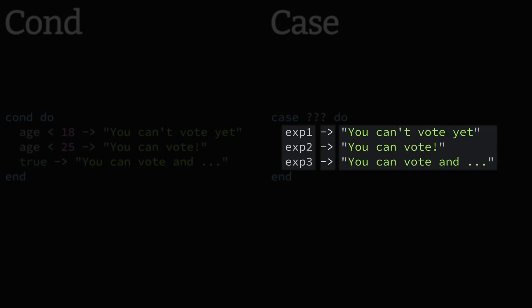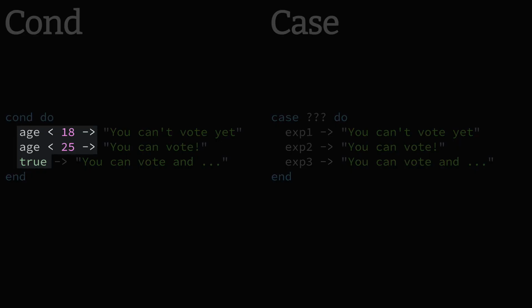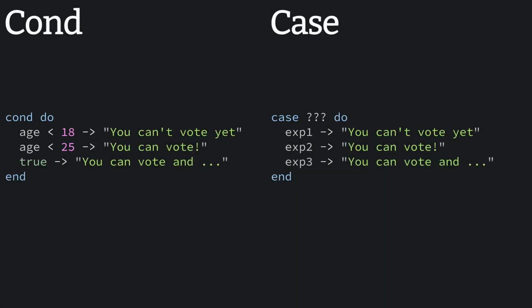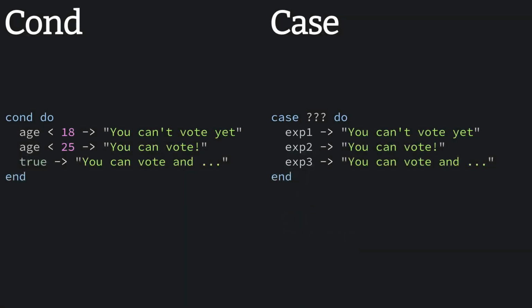There's a key distinction between cond and case expressions, which is that cond expressions allow you to use Boolean expressions here, whereas with case, the expressions here aren't Boolean expressions. I'll tell you what kind of expression they are in a moment, but I'm going to see if you can guess first. But before you try and guess, let's talk about what goes here.